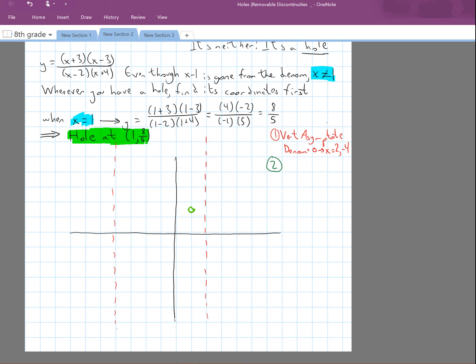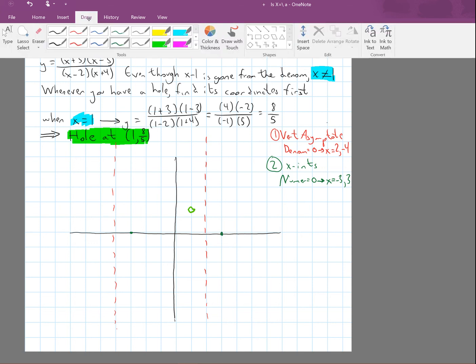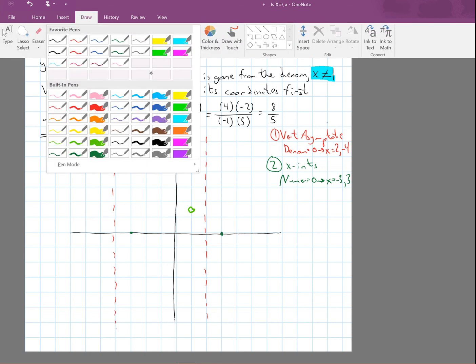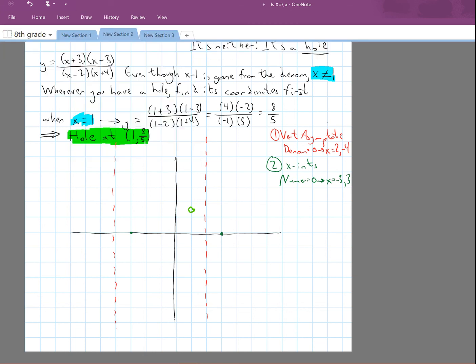Step 2 is the x-intercept, which is numerator equals 0, which in this case is x equals -3 or +3 from these 2 binomials. So x equals -3, or +3. Pretty sure for the y we used orange.